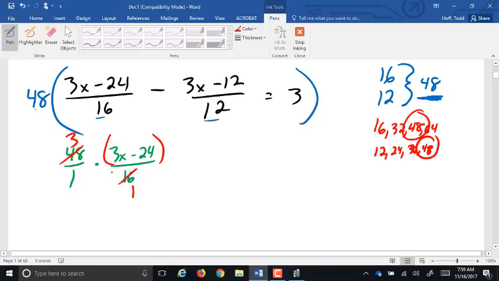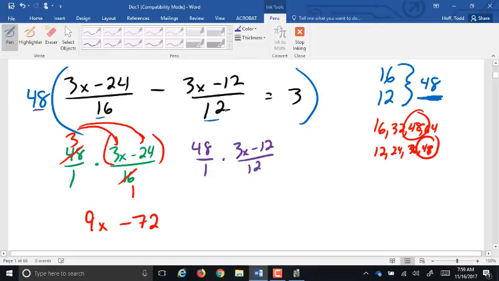So what this really is, 3 times 3x minus 24. So 3 times 3x is 9x. 3 times negative 24 is negative 72. Now I'm going to take 48 over 1 times this. What am I missing right now? The minus. So I'm going to make that a negative 48. One of them has to be negative. So I'm going to just put the negative with the 48 to make it a little simpler.